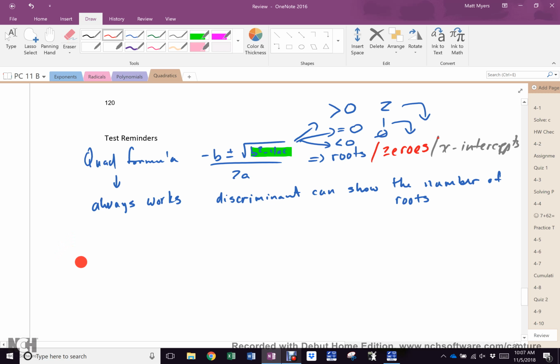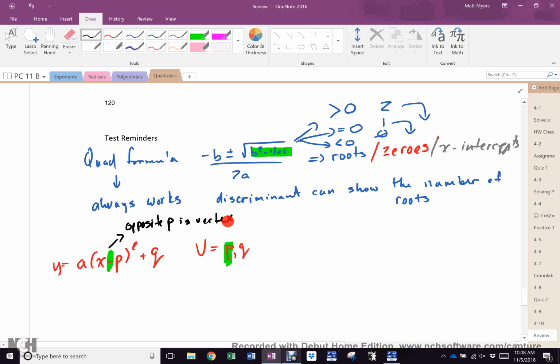You could put vertex form. Y equals a(x minus p) squared plus q. What do I know about it? Vertex equals (p, q), yes? What's the tricky part of p? It's the opposite. Because this says opposite p is the vertex. Nicely done.